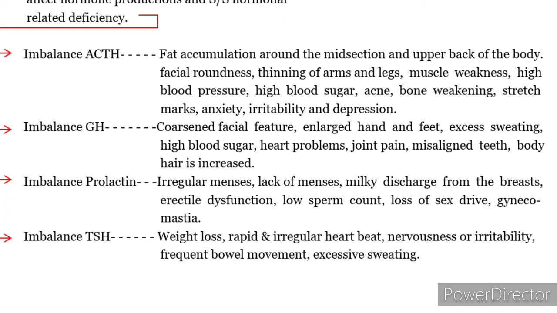Imbalanced prolactin. The clinical manifestations are irregular menses, lack of menses, erectile dysfunction and gynecomastia, and other clinical manifestations. Imbalanced TSH or thyroid stimulating hormone. The clinical manifestations are weight loss, rapid and irregular heartbeat, excessive sweating, and other clinical manifestations.